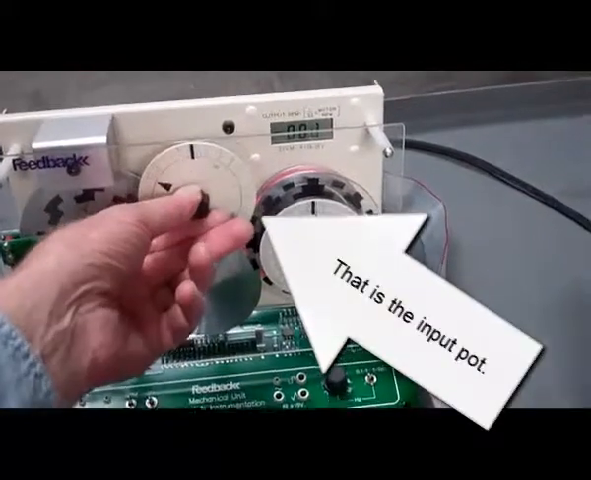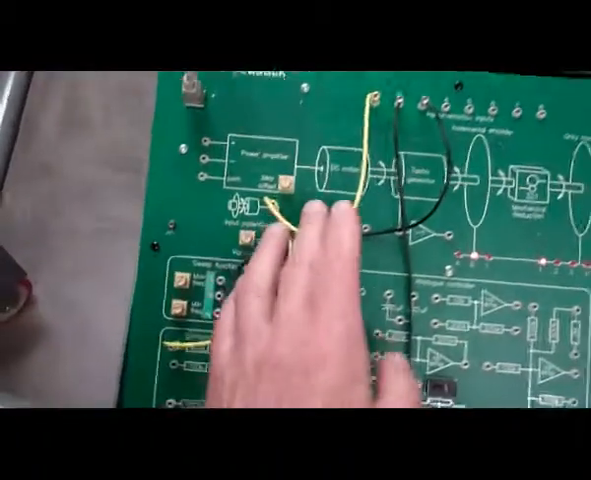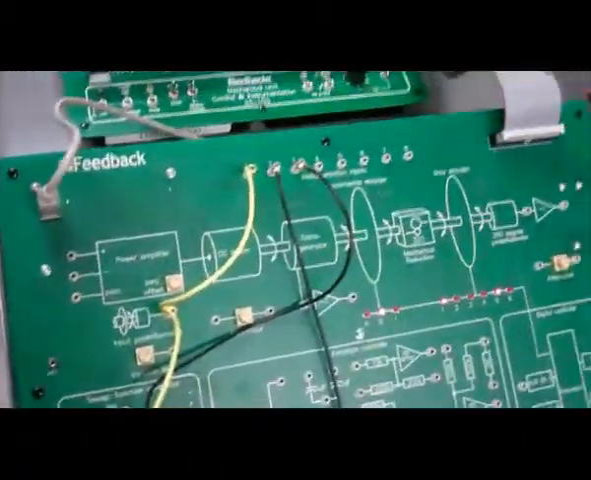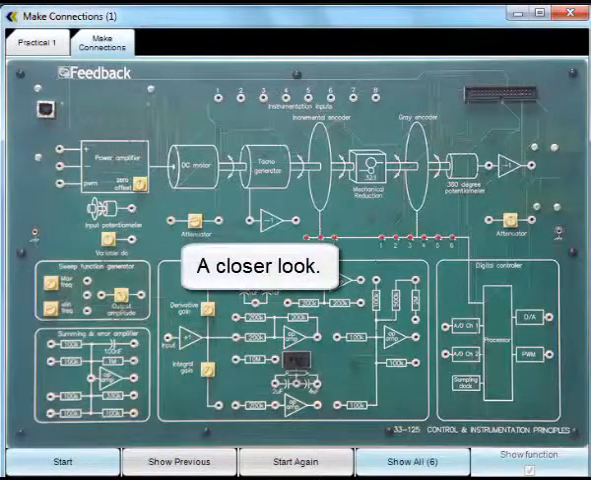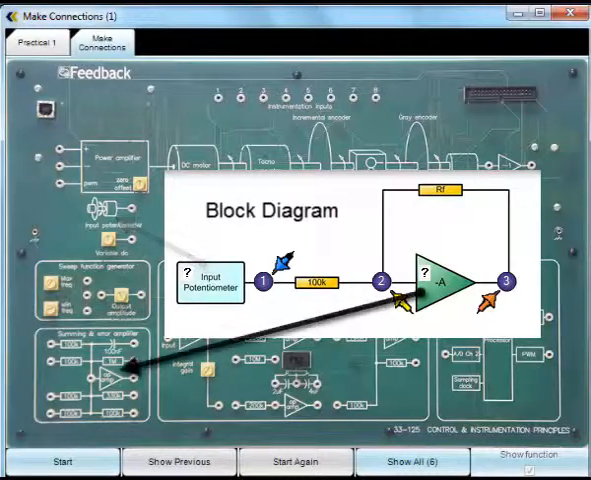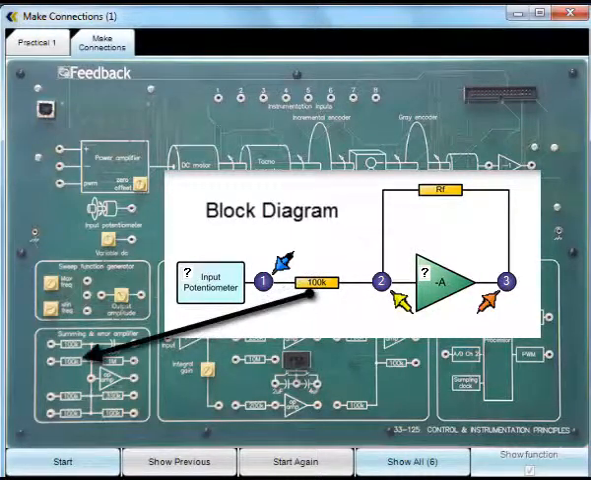That's the input potentiometer. There's a picture of the input potentiometer, and that voltage occurs at that point. There's a block diagram that is being implemented in this first exercise. That's the op-amp and the feedback resistor around the op-amp and the input resistor to the op-amp.